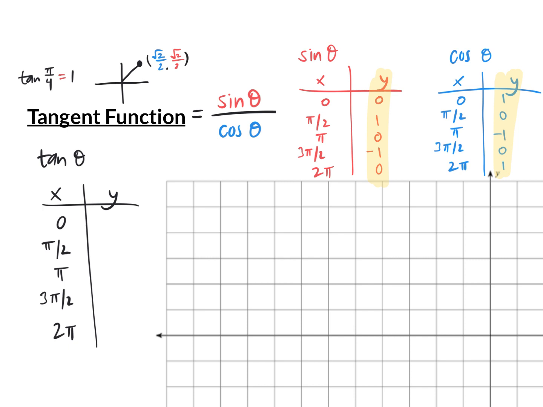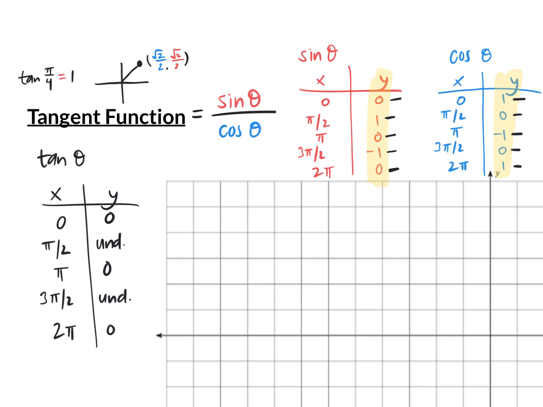So I'm going to take 0 from sine, and I'm going to divide by 1 from cosine. If I take 0 and divide by 1, what do I get? 0. Okay, next one. If I take 1 and I divide by 0, what is 1 divided by 0? Undefined. Which means if it's undefined, what are we going to have at those values? Asymptotes. At pi, I'm going to take 0 and divide by -1. What do I get? 0. At 3 pi over 2, I have -1 divided by 0. That gives me undefined. And then lastly, at 2 pi, I take 0 and divide by 1, and I end up with 0.